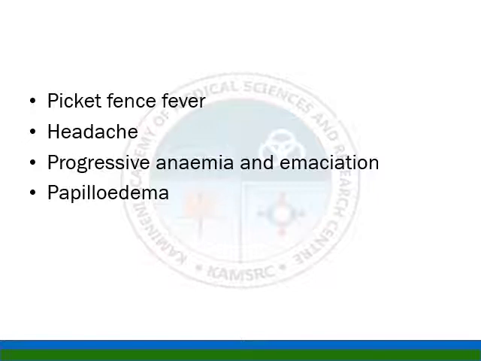The very important point one should note and write is a hectic picket fence fever. What is picket fence fever? I will explain next slide. Second one is headache. It may be due to perisinus abscess, or due to increased intracranial tension, or due to venous thrombophlebitis. And progressive anemia and emaciation, and papilledema.